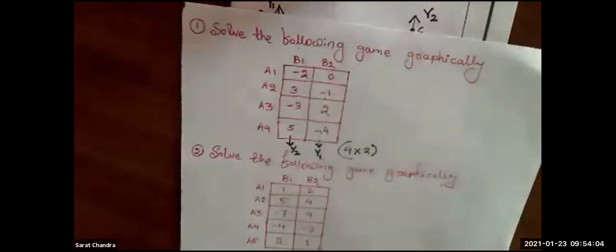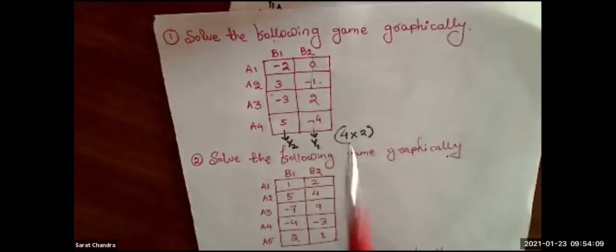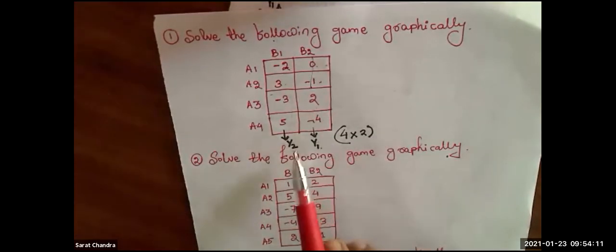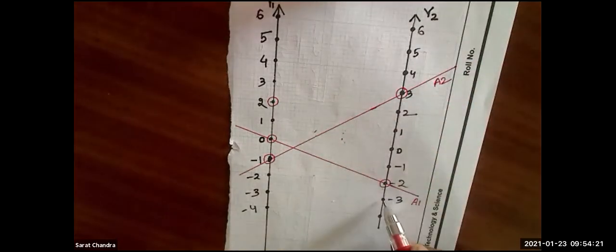And what is the name of this line? It is A2. Okay, the name of this line is A2. Then I have to plot the third line, y1 2, y2 minus 3. 2 and minus 3. Okay. Where is 2? This is my 2. Where is minus 3? This is minus 3.